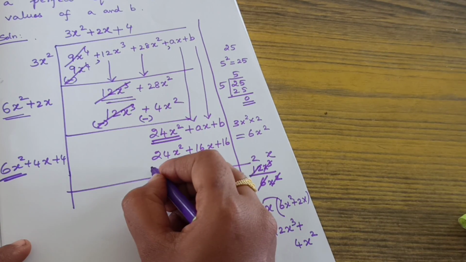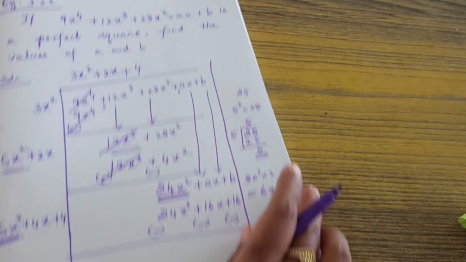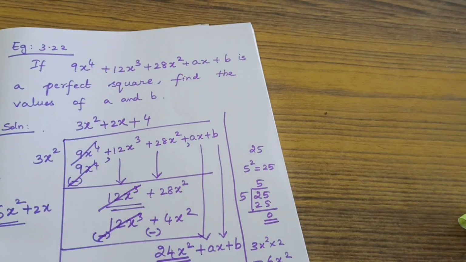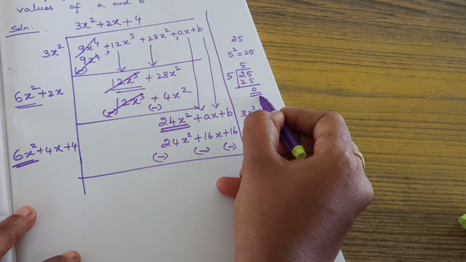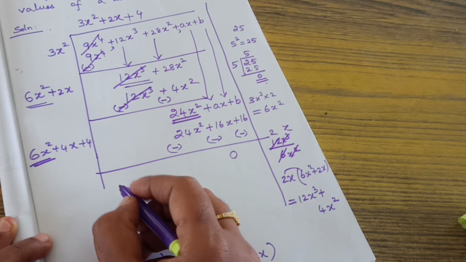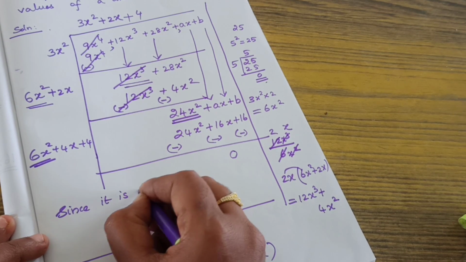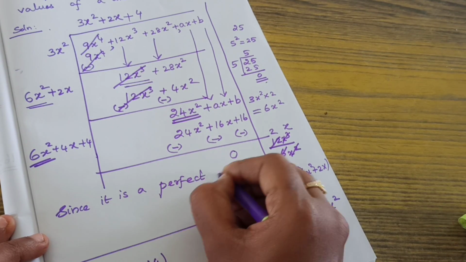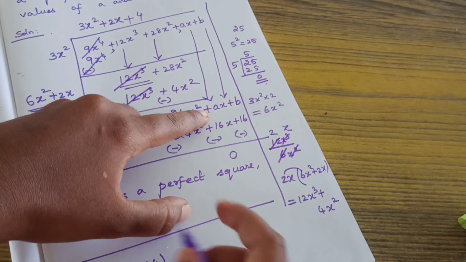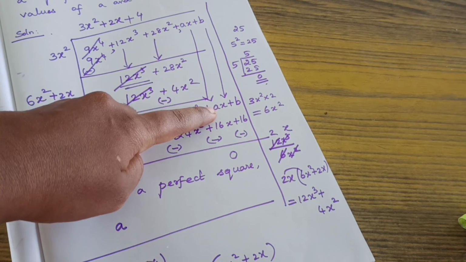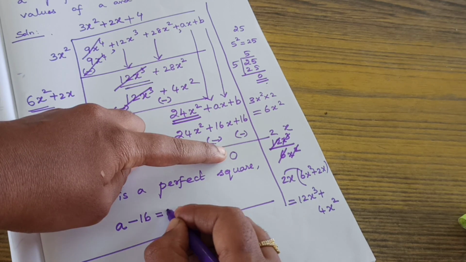Now change of sign. Minus, minus and minus. And here see the question they gave, it is a perfect square. Correct? So for a perfect square the remainder is always 0. So just put it. The reason is, since it is a perfect square, it means the remainder is 0, no? So here plus a, that means a, we are going to find the value. A, here already we changed the sign, minus 16 which equals 0.